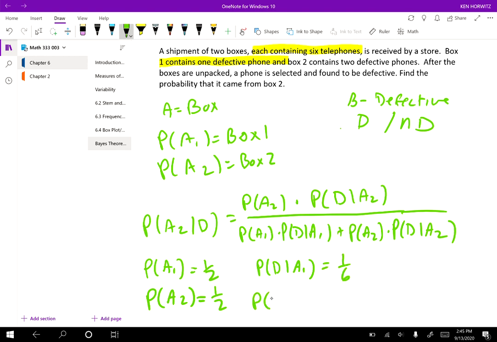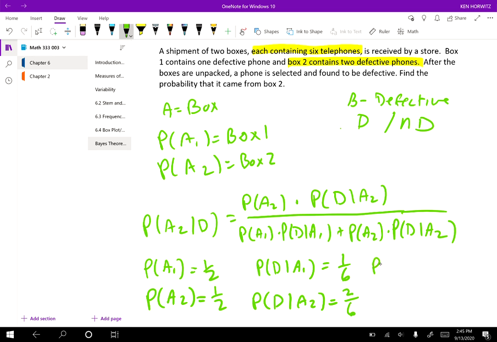And the probability of being defective given that we came out of box 2, all right, so we had 1 defective phone in box 1, and box 2 in the problem says contains 2 defective phones. So you could write this as 2/6. You could write it as 1/3 if you wanted to. This is not your final answer, so it's up to you how you want to write it.